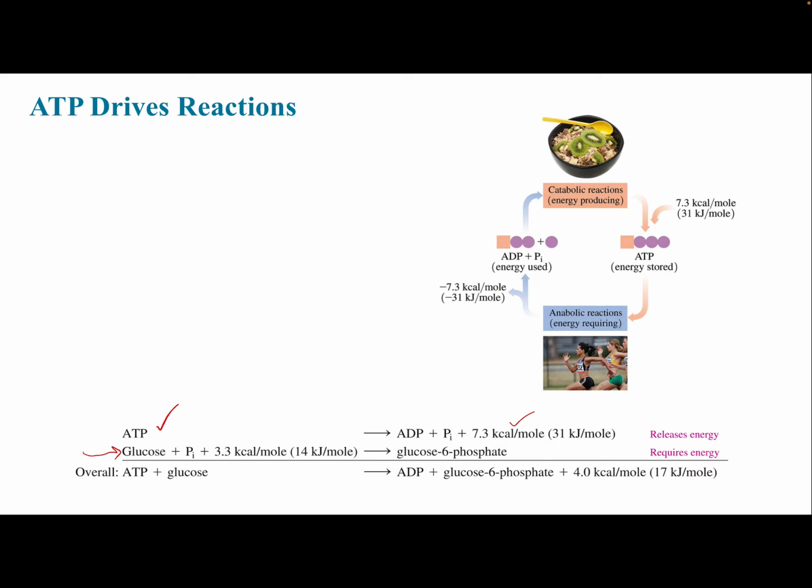In order to do that, we have to prep it for the reactions that it's going to go through. The prepping of glucose costs energy. It costs about 3.3 kilocalories. But because we can release 7.3 kilocalories every time we hydrolyze an ATP, that more than pays for the cost of that other activation. So by coupling reactions together, this is how your body is able to build things. It uses the energy from breaking things down.